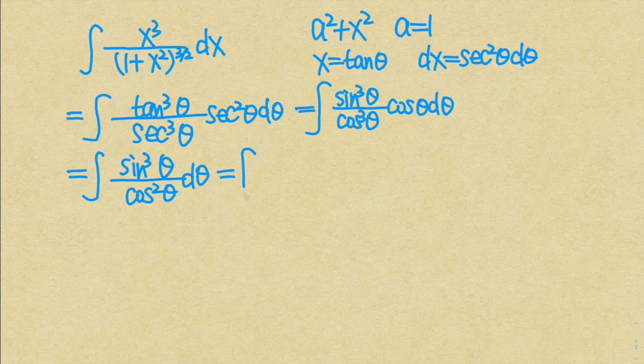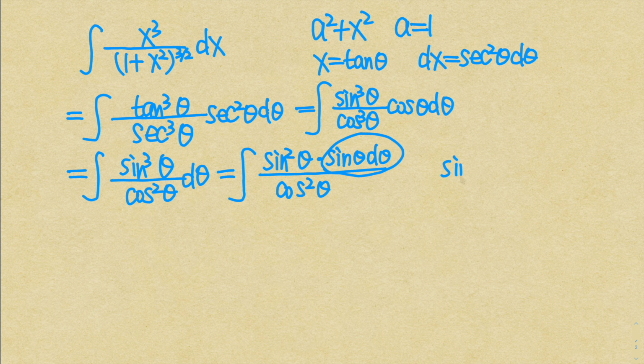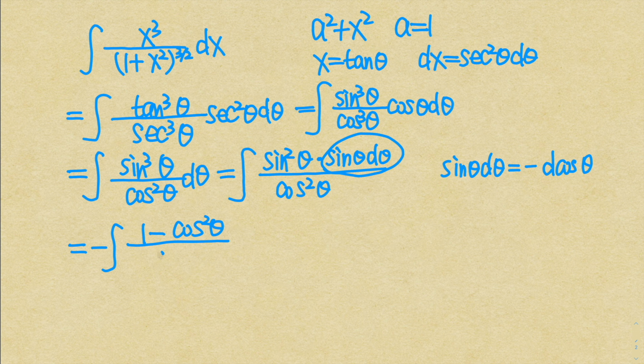Now the numerator is sine cubed, so I'd like to write it as sine squared theta times sine theta d theta. Why do that? Look at this part. We know that sine theta d theta equals negative d cosine theta. And the left sine squared theta equals 1 minus cosine squared theta. So it can be written as negative integral of 1 minus cosine squared theta over cosine squared theta d cosine theta.